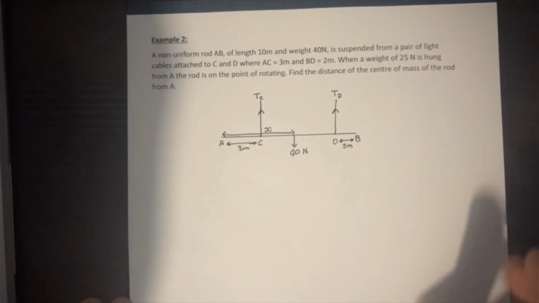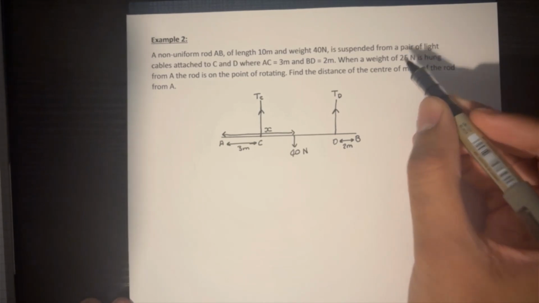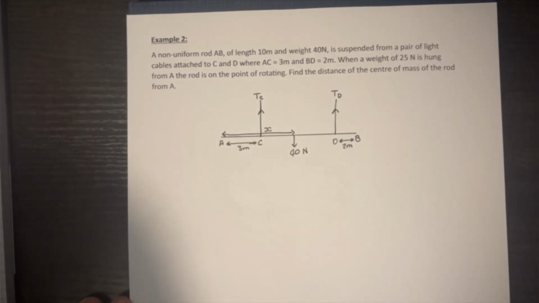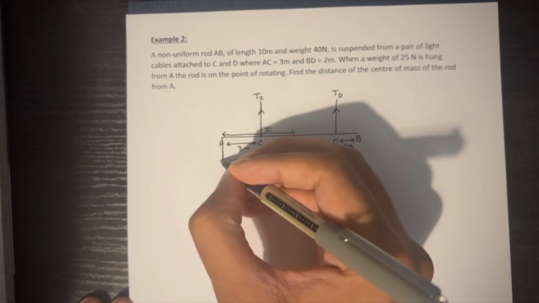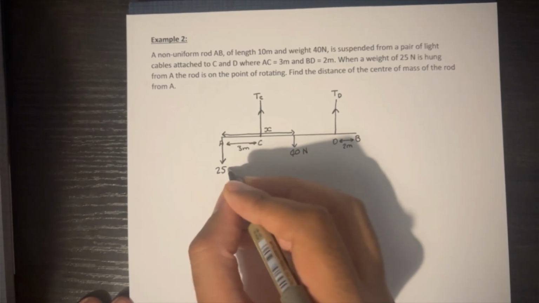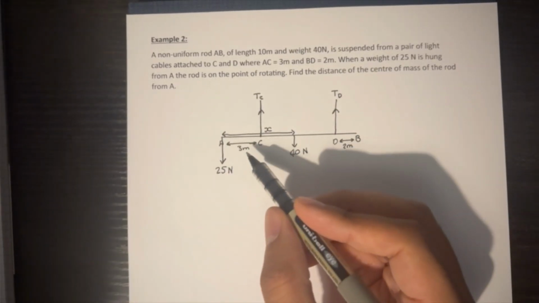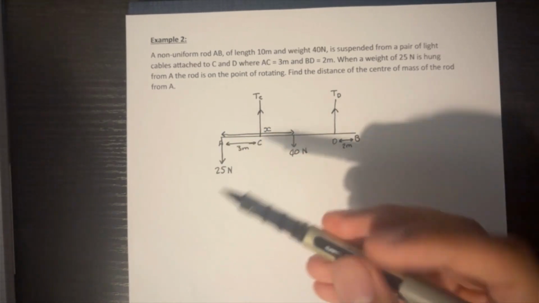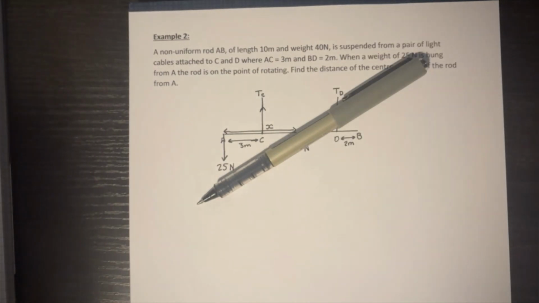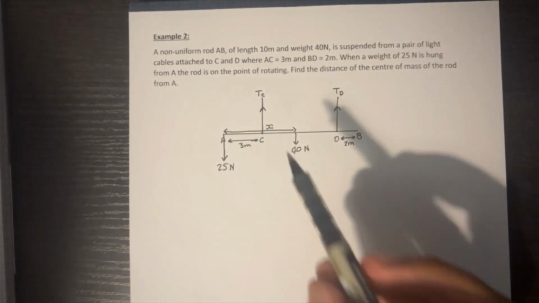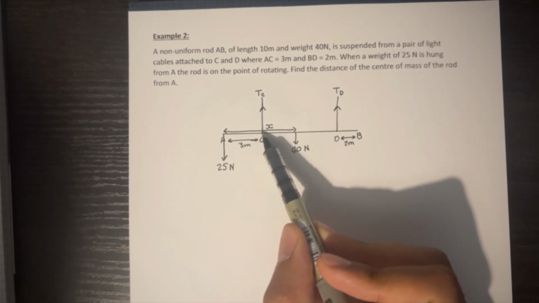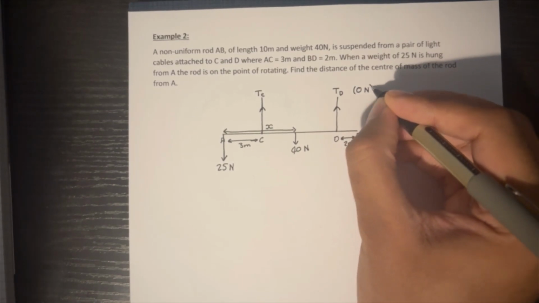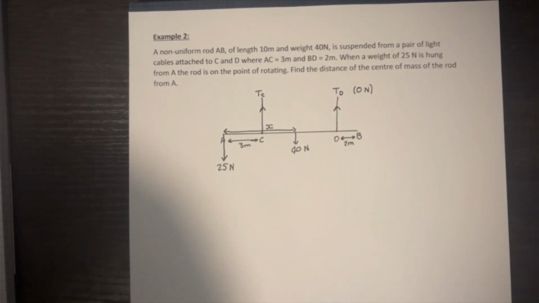So we were told that a weight of 25 newtons is hung from the rod at A, and at that point it's on the point of rotating. So at A, I'm going to add a weight of 25 newtons. If we think logically, if this is being suspended and suddenly I add a weight to this side, it's going to end up tilting that way. So if it's tilting in this direction, the pivot, if you like, is at C, which means the tension at D is going to be equal to 0 newtons. So our tension at D is equal to 0.